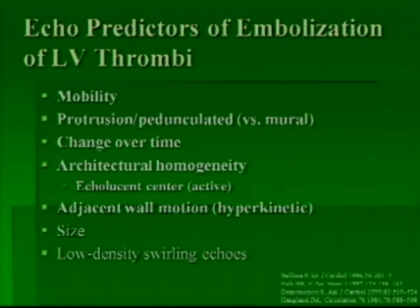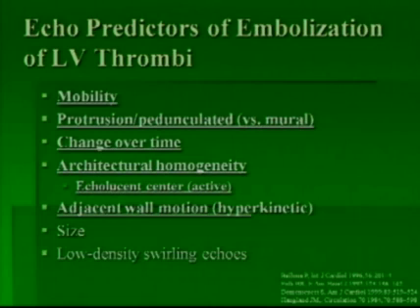Adjacent wall motion, and this time it's actually hyperkinetic wall motion. As you can imagine, if there's a mass within the heart and there's an adjacent segment of the myocardium that, because of its hyperkinesis, continues to hit that mass, it might be more likely to embolize. Size, interestingly, and low swirling density echoes have also been noted, but probably are not quite as powerful as some of these other bolded issues or characteristics. 40% of embolic risk, in fact, can be explained, at least in some series, by mobility and the shape, if you will, seen on echocardiography.